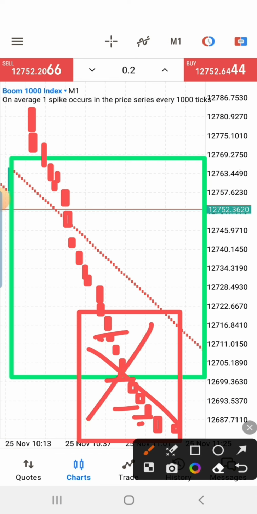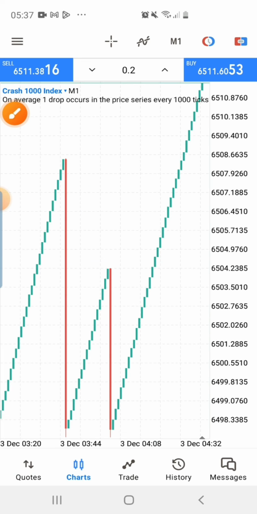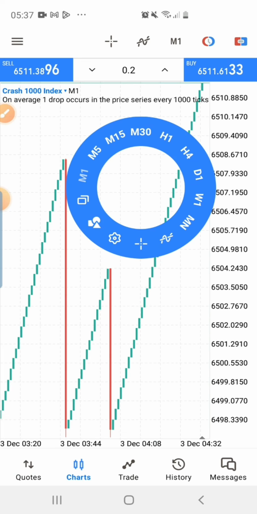Boom 1000 is going to disappoint you. It can move for 1 hour without a spike. So if you are trading and you want to catch a spike, always understand this and put your stop loss. Don't stack this way. Don't trade this way on Boom 1000 because it's not going to work. Boom 1000 and Crash 1000 have this ability. They do this thing a lot.